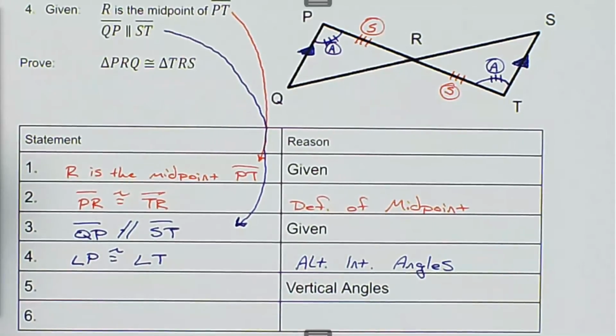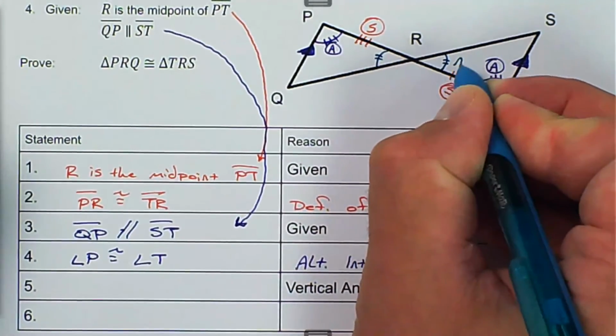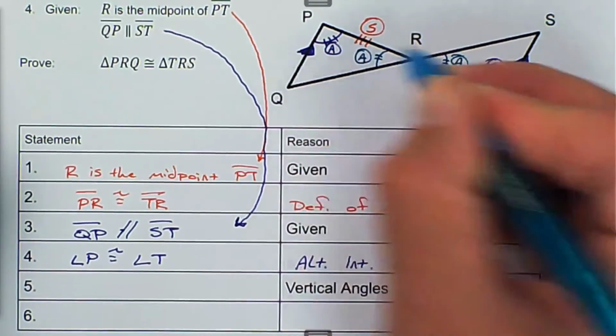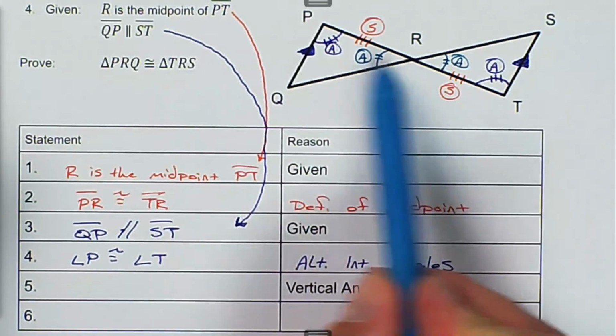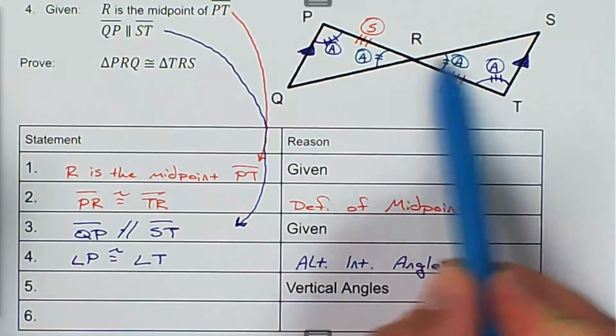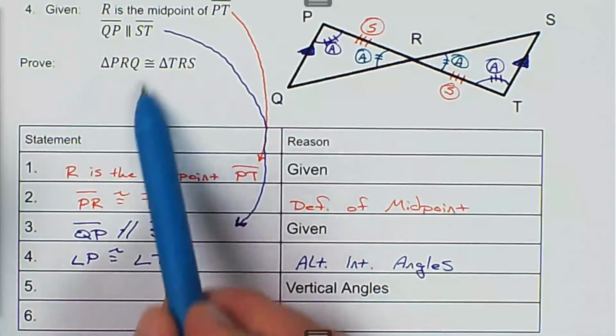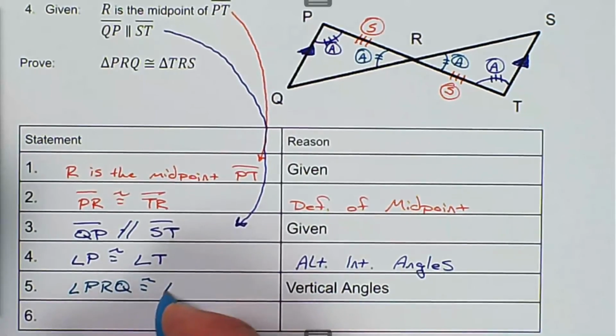Now they say vertical angles. So which angles would be vertical? And that is this angle and this angle. And we have to name it correctly. So R has to be the middle. So if we say PRQ, and TRS, and because we can pay attention to the way this is written, we should be able to write it correctly. So angle PRQ is congruent to angle TRS by vertical angles.